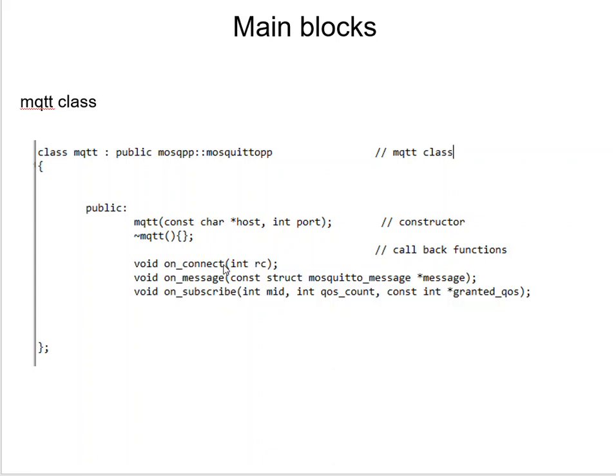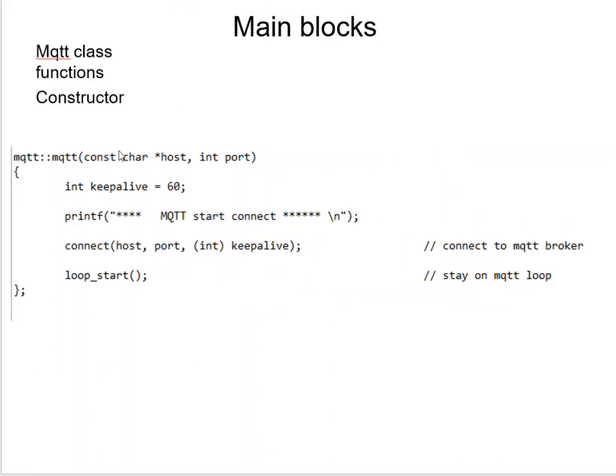When the connection is okay, when we establish the connection to the MQTT broker, on connect will be called. When the subscription is done, on subscribe will be called, and when there are some messages, on message will be called. So these are the callbacks that will be activated when something is happening on the MQTT side.